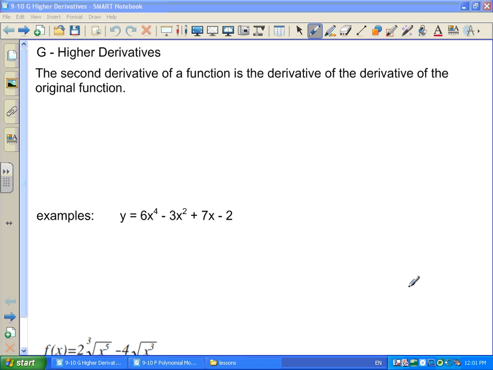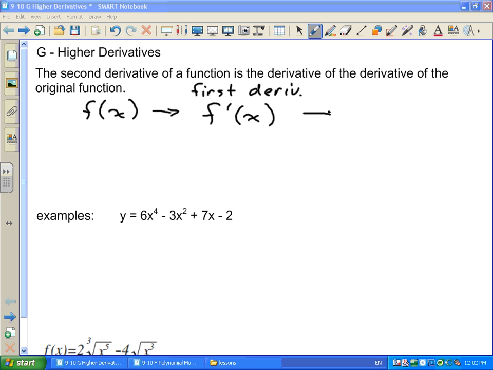So if I have some function f at x, I take the derivative, I get f primed at x. We could call this the first derivative, because I've taken the derivative once. If I go ahead and take the derivative again, I get the second derivative, which we denote by f double primed at x. So for the second derivative, we just add another prime into our notation there.